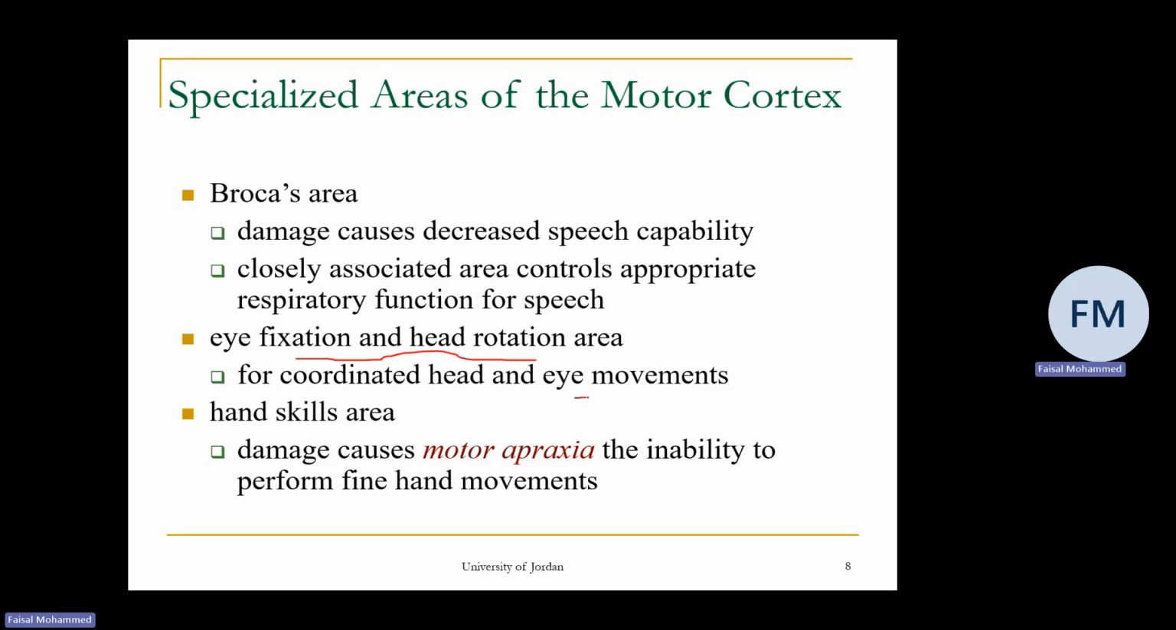Closely associated areas control appropriate respiratory function for speech command, the eye fixation area, and head rotation for coordinated head and eye movement. The hand skill area is on top of the head rotation, eye fixation and contralateral eye movement areas. Damage of this hand skill area causes what we call motor apraxia, inability to write, inability to perform fine hand movement, to write, type, whatever. Apraxia, the A is for negation. Okay.